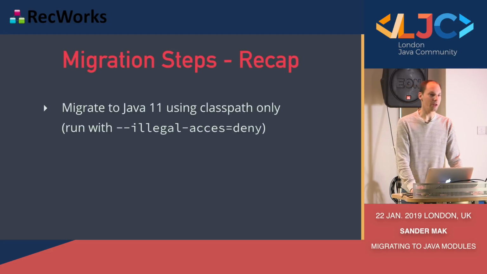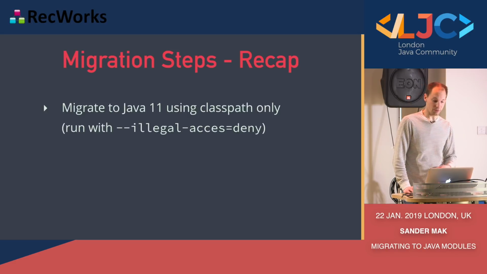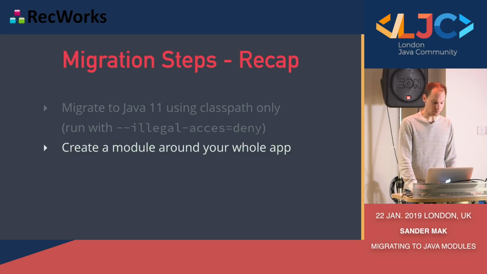So, to sum it up, what did we do? We took a class path-based Spring legacy application. We moved it to the class path on Java 11. We saw that you could run into several issues there, mainly to do with encapsulated types, with removed types in the JDK. We solved those. What I did then is create a single module descriptor for the whole application.